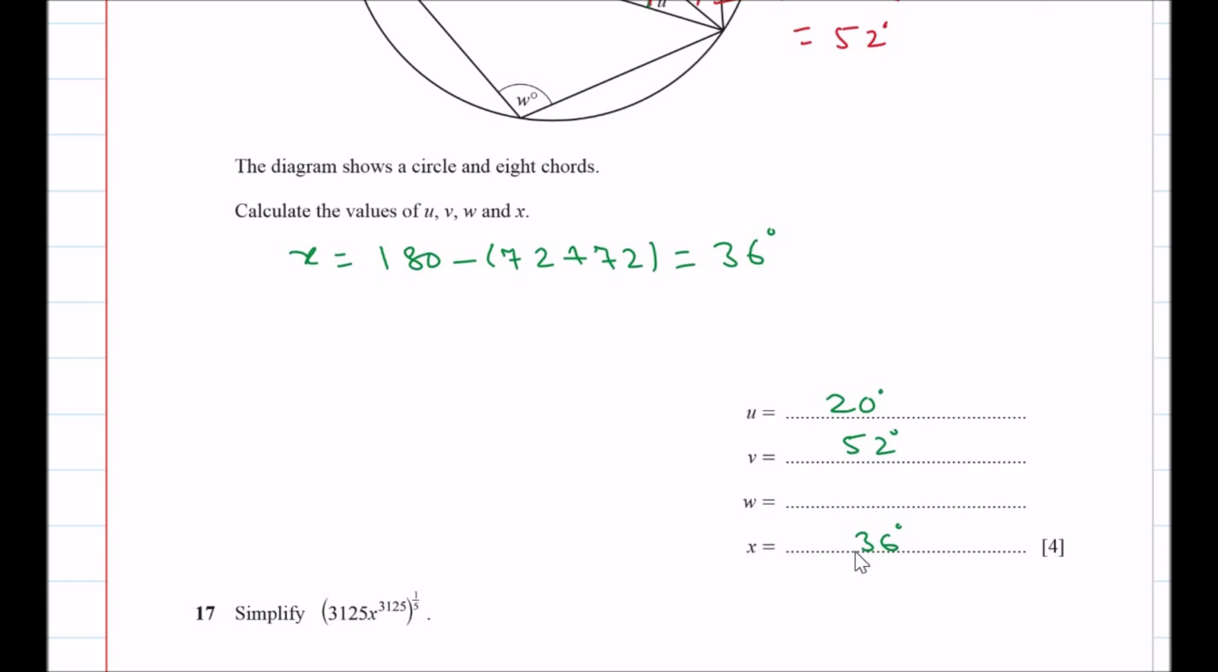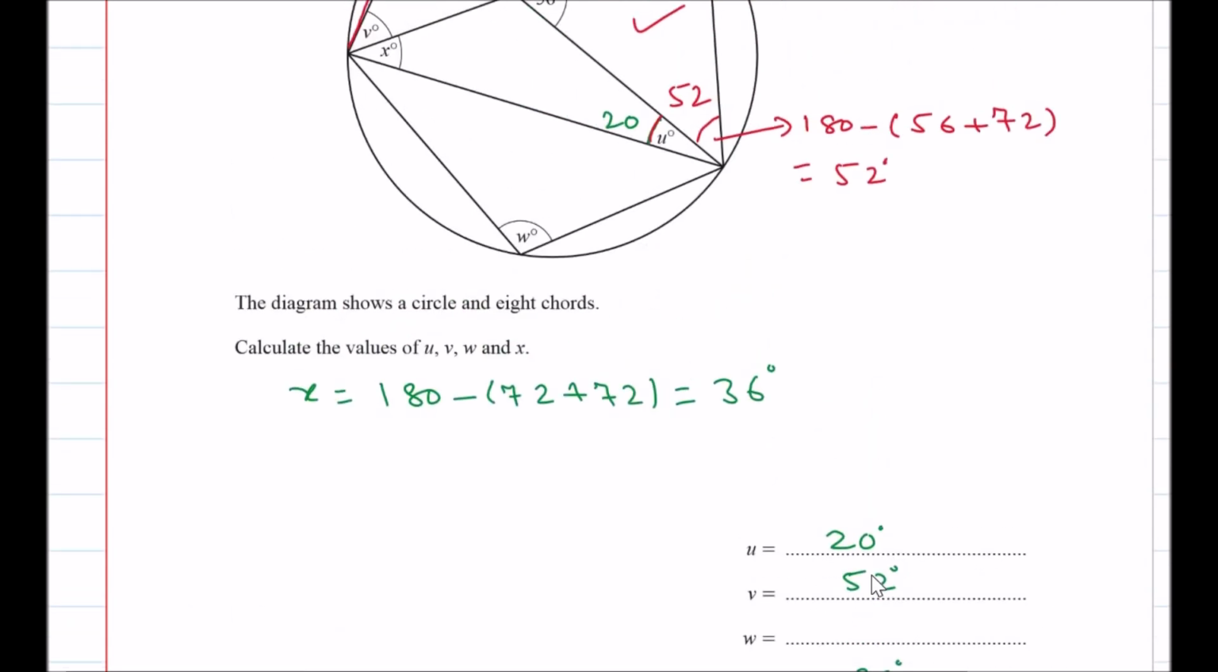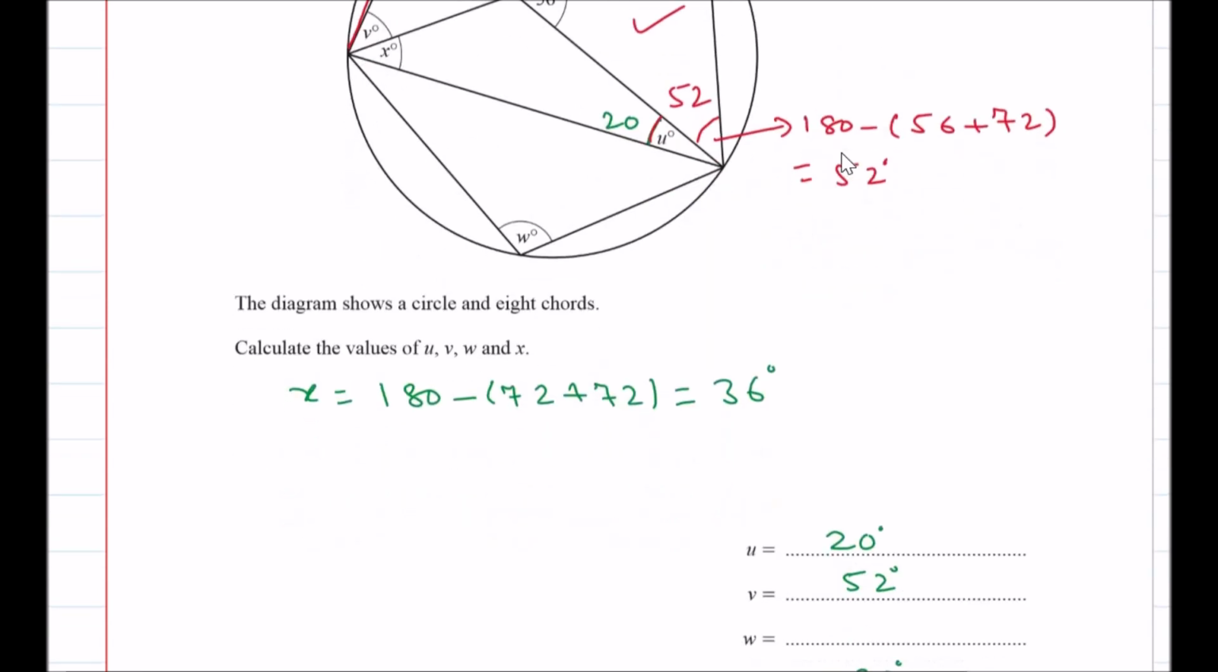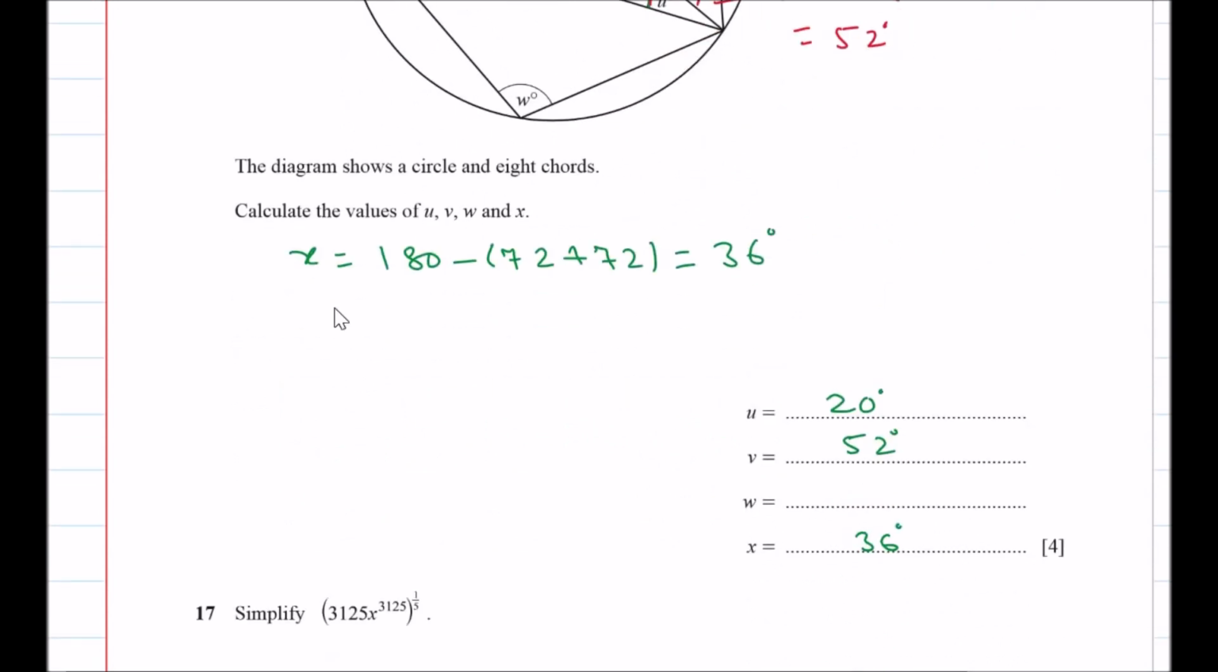Now W is left. To write the value of W, easily you can see here this is part of a cyclic quadrilateral, and the opposite angle is 72 degree. As we know that the sum of opposite angles in a cyclic quadrilateral is 180 degree, W equals 180 minus 72, that is 108 degree. So here it comes 108 degree.